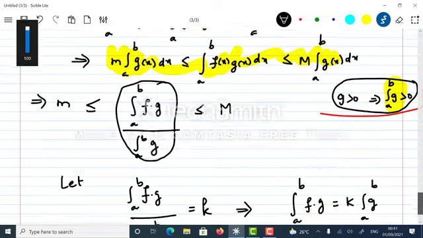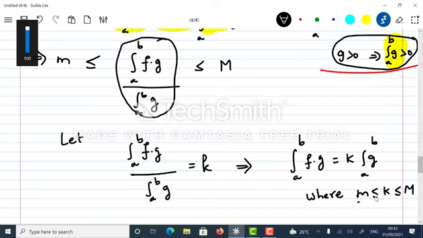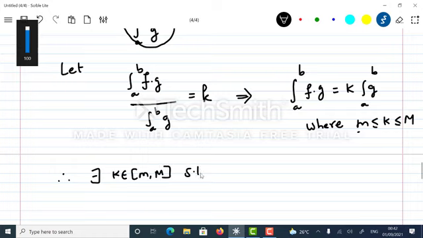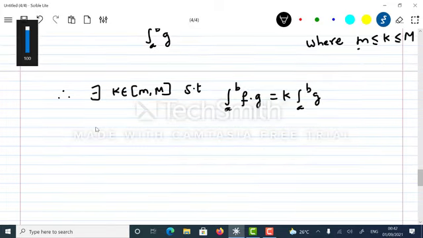Right, so we have proved there exists k between small m and capital M, such that integral a to b f into g is equal to k times integral a to b g. This is one of the parts we have proved. So there is one more case I am supposed to prove.